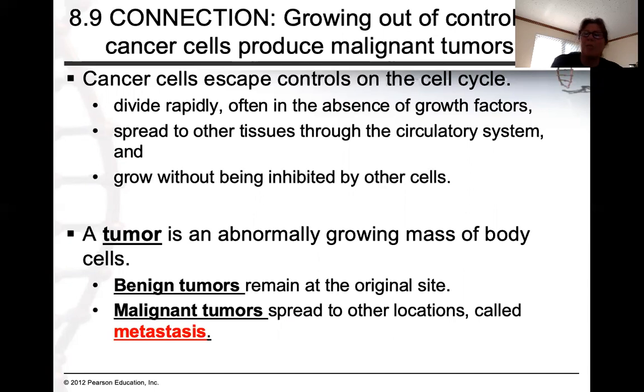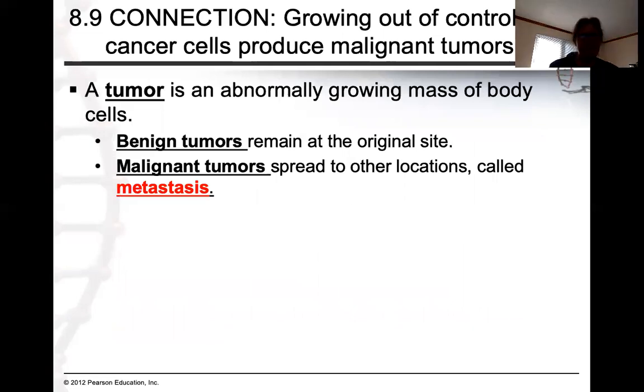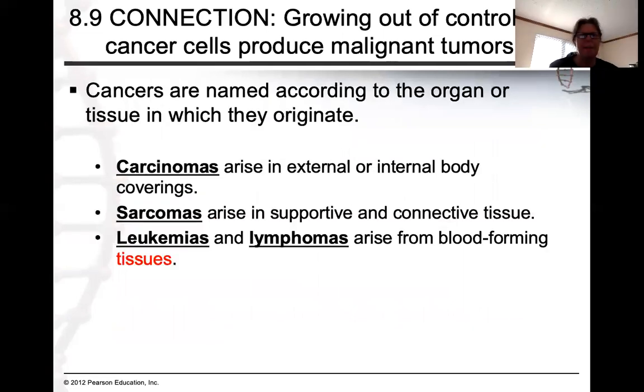We have different types of tumors. We have benign tumors, which just stay in their site and don't really cause any problem. And then we have malignant tumors that will actually spread to other parts of the body. When the doctor says the word you don't want to hear, that it's metastasized, that means it has spread.